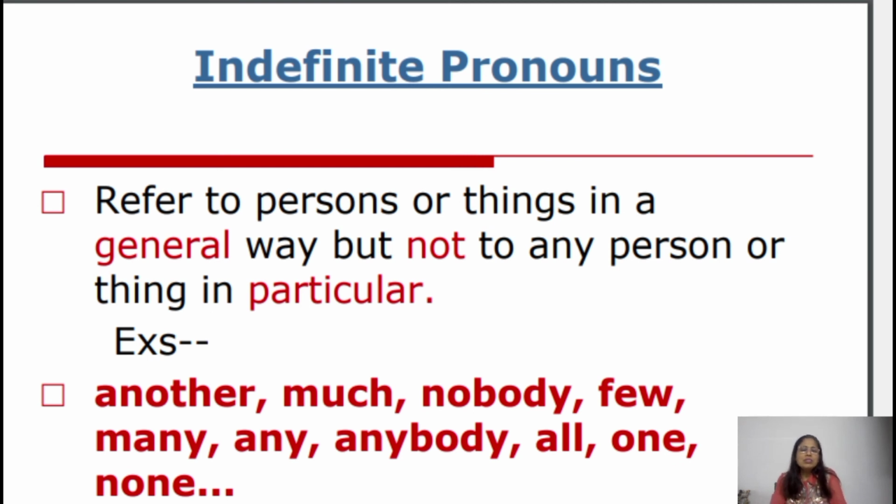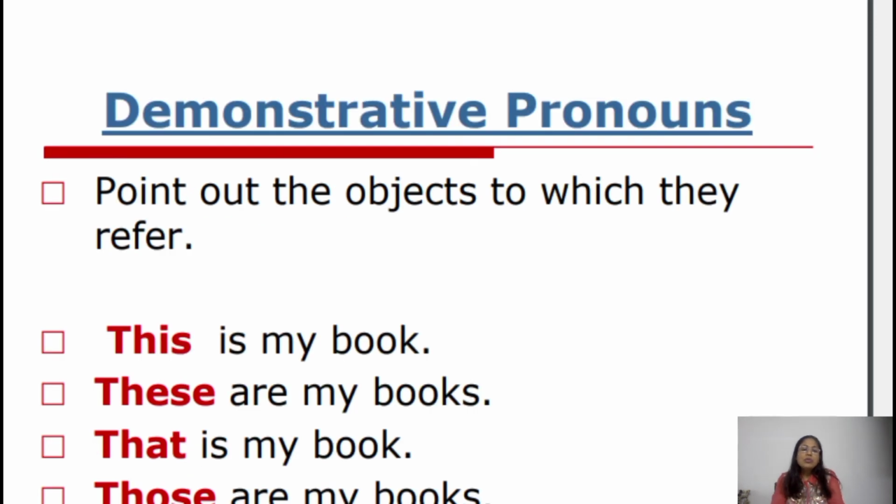Indefinite pronouns. They refer to persons or things in a general way, but not to any person or thing in particular. For example, another, much, nobody, few, many, any, anybody, all, one, none. Demonstrative pronouns. They point out the objects to which they refer. This is my book. The plural would be these are my books.